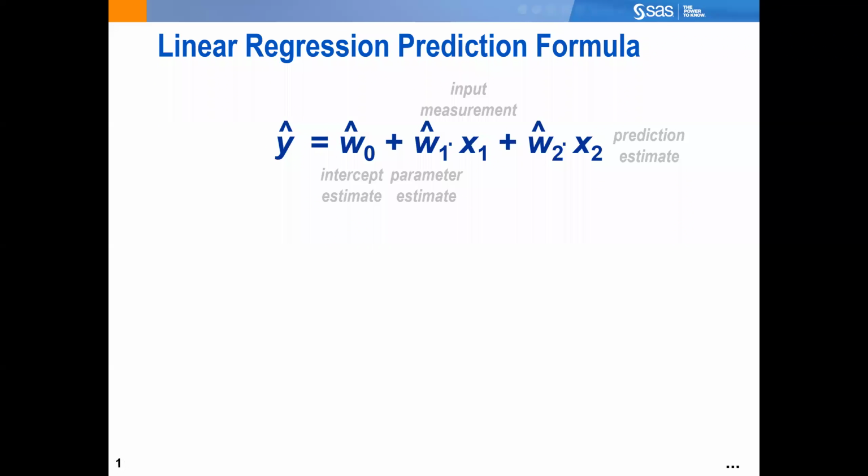Hello everyone. In this video, I will demonstrate how to solve logistic regression using Excel. So I will start with the basic introduction to logistic regression.